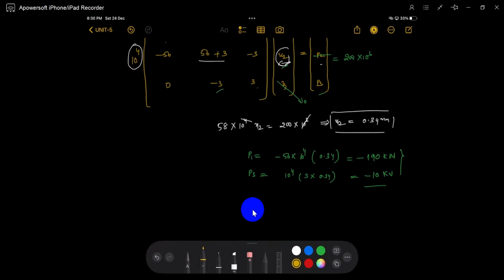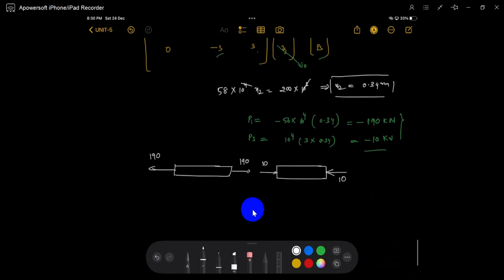If you want to write a free body, I will see the free body. It's a 190. The second element, you can see it's a 10. You can see the joint: it's exactly 200. Do you see that? Exactly 200. So that's it.